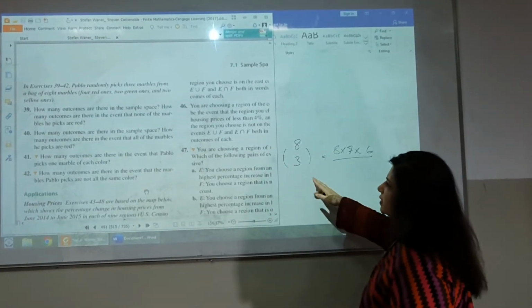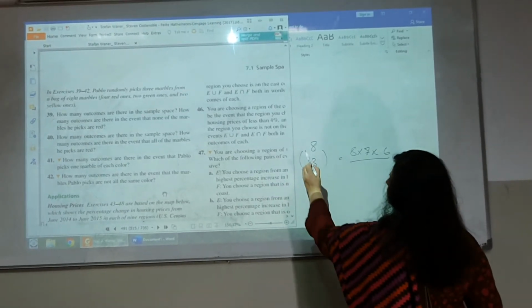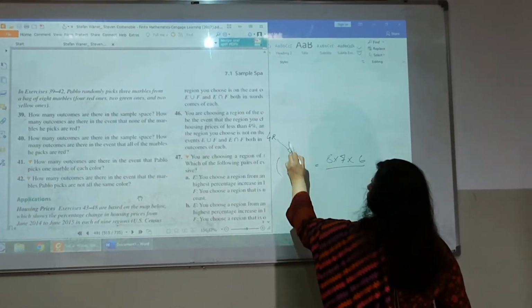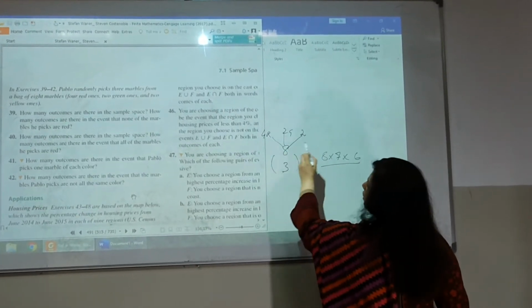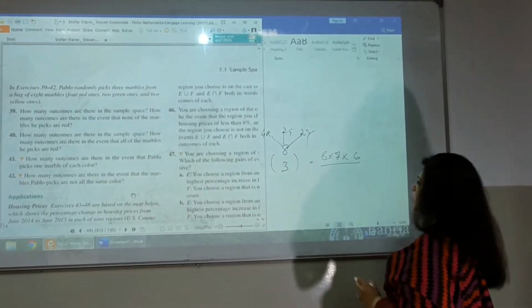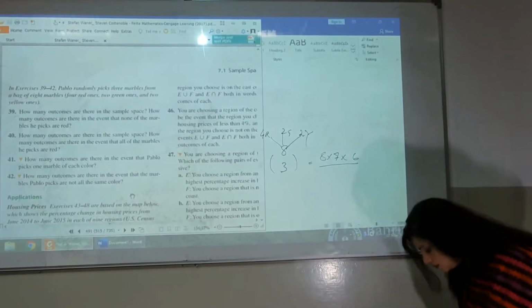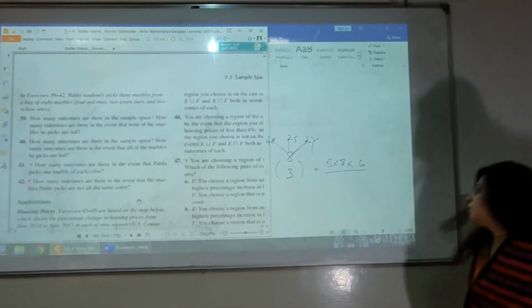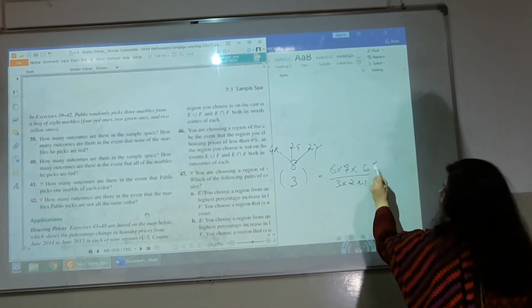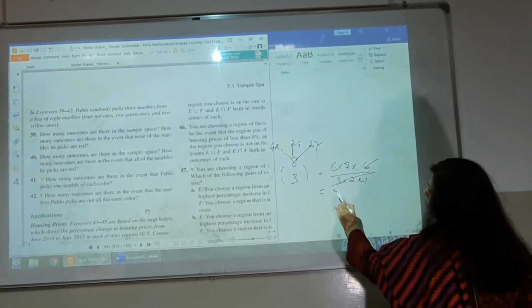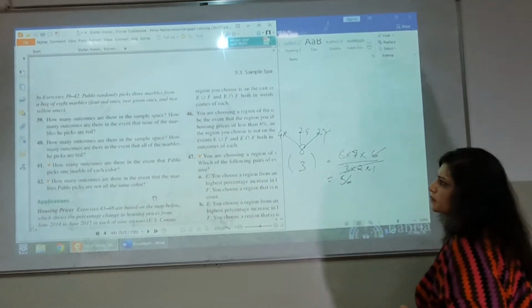4 red ones, 2 green ones. So 4 is the red ones, 2 green ones, and 2 yellow ones. Okay, and this is the 3 draws. Now I can have this factorial open as well, but you know that this is cancelled, so the outcome would be 56 in this case.